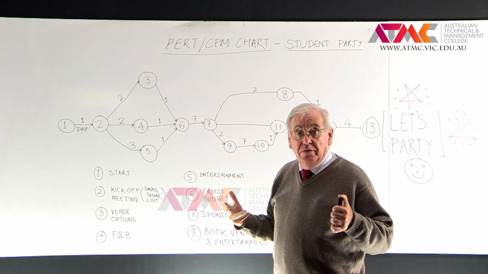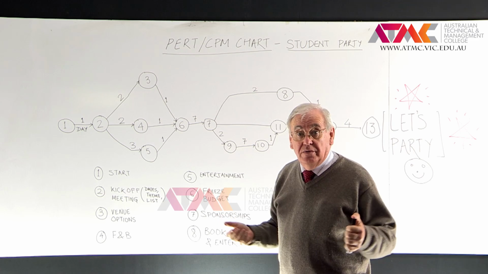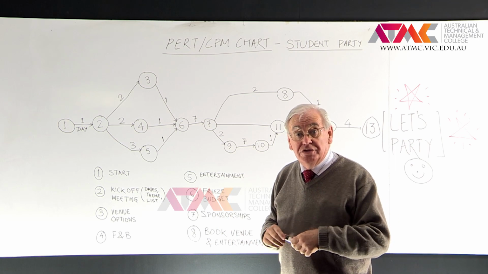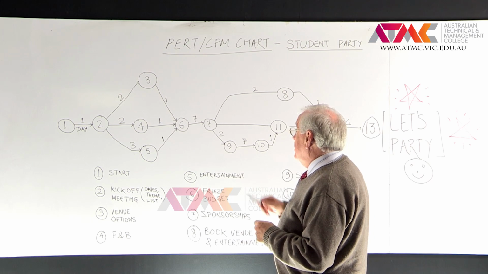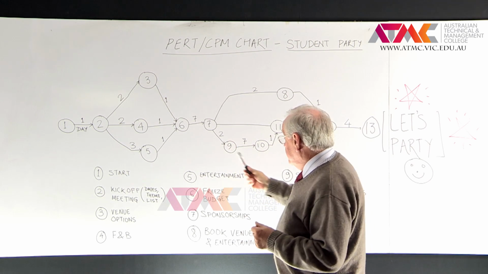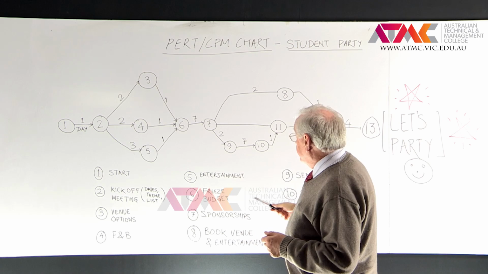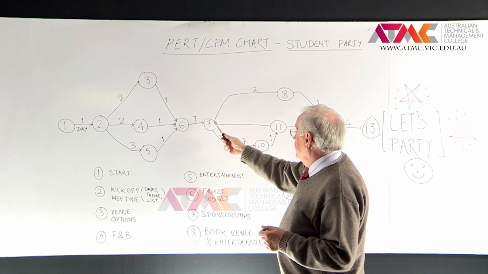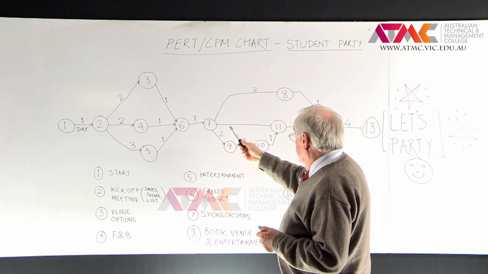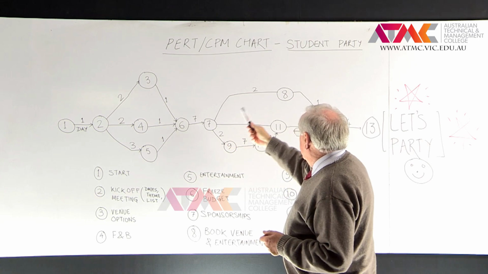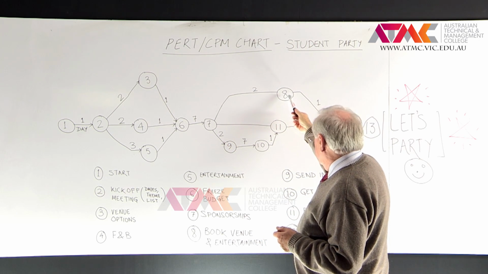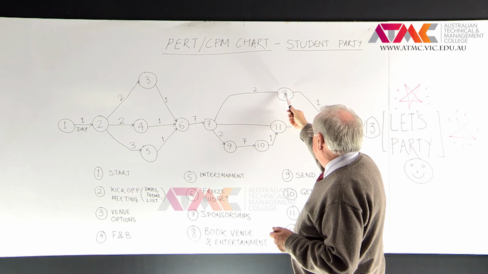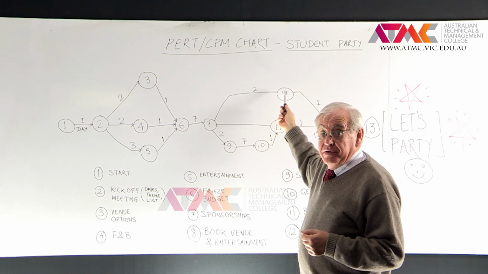The first person you approach, of course, is the college that you're at. Can you give us some money for the student fund, for the student party? Then you might get some other outside sponsors and so forth. So once we know we've got the sponsorship, we know we've got the money, then we go to number 8, which is up here, and we're going to book the venue and the entertainment.